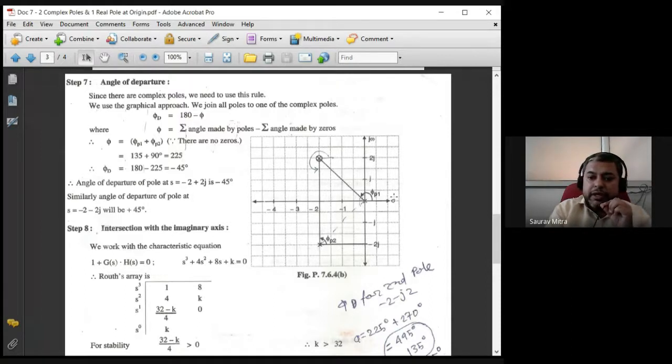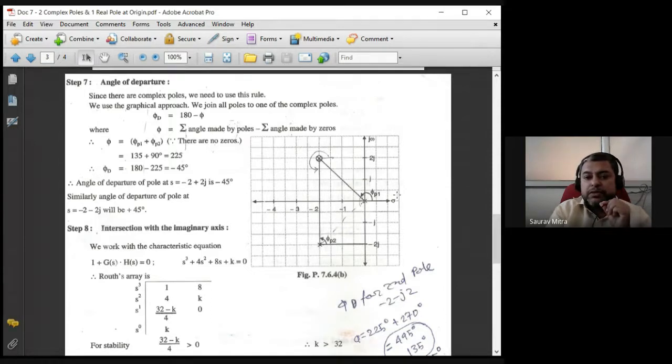First you join the point where you want to find the angle of departure with all the poles. There are three poles. Again, I'm repeating: minus 2 plus 2j, minus 2 minus 2j, and 0. You want to find the angle of departure at minus 2 plus 2j. So first you have to connect minus 2 plus 2j with 0, and then you have to connect the point minus 2 plus 2j with minus 2 minus 2j.